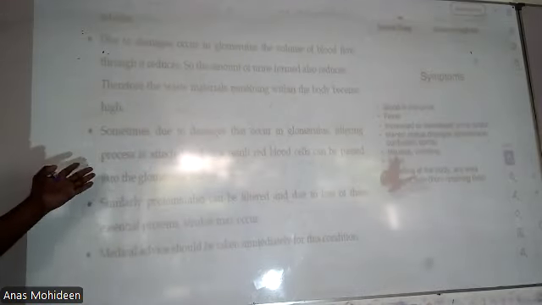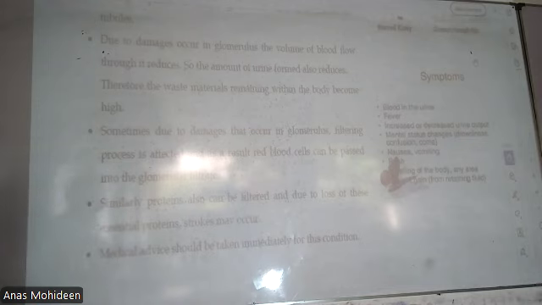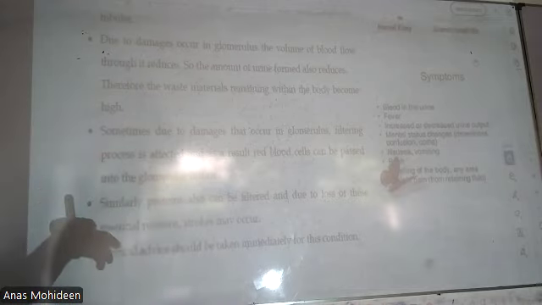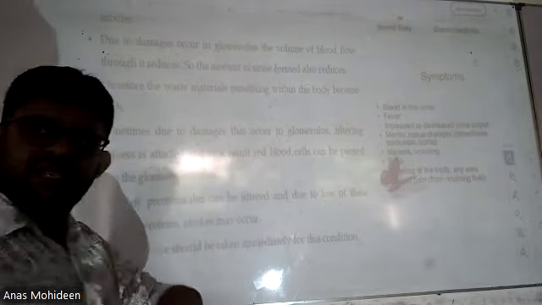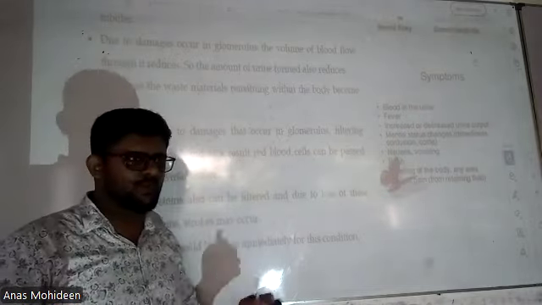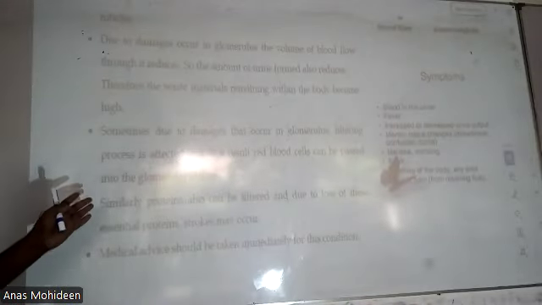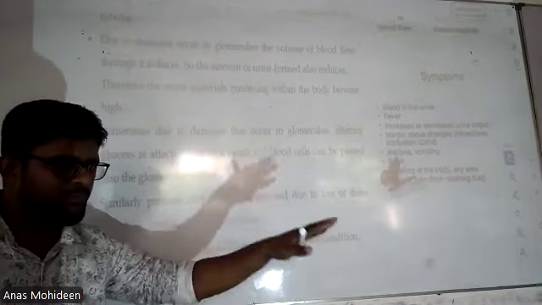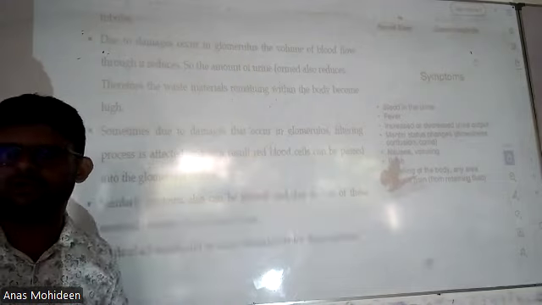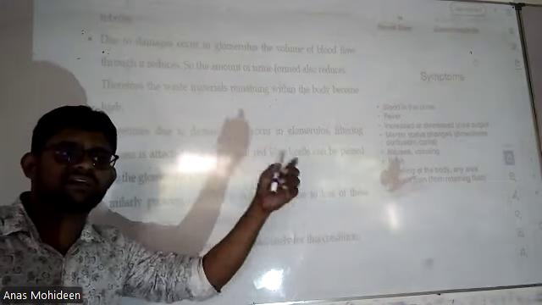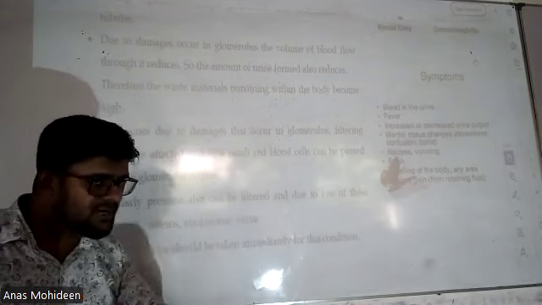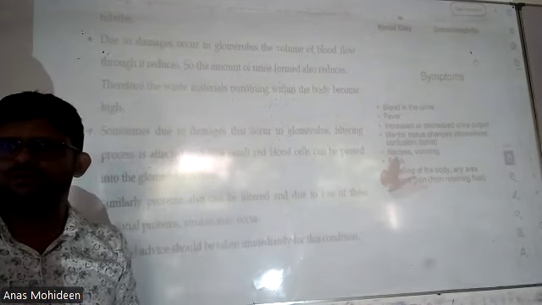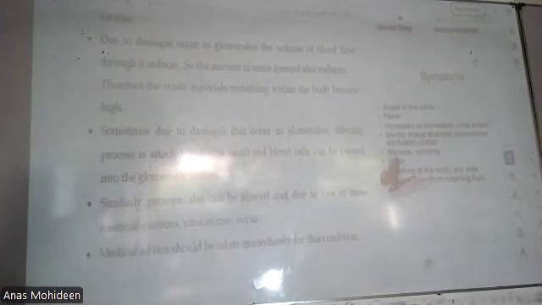What are we supposed to do? Sometimes due to damage that occurs in the glomerulus, the filtering process is also affected, and as a result red blood cells can pass into the glomerular filtrate. If the glomerular area is damaged, what is filtered may contain red blood cells, so the urine passing would be red in color. Similarly, proteins can also be filtered. Initially we said red blood cells and proteins will not be present in the glomerular filtrate, but if the filtration process is damaged, they will be. So it is a disease condition, a problematic condition.